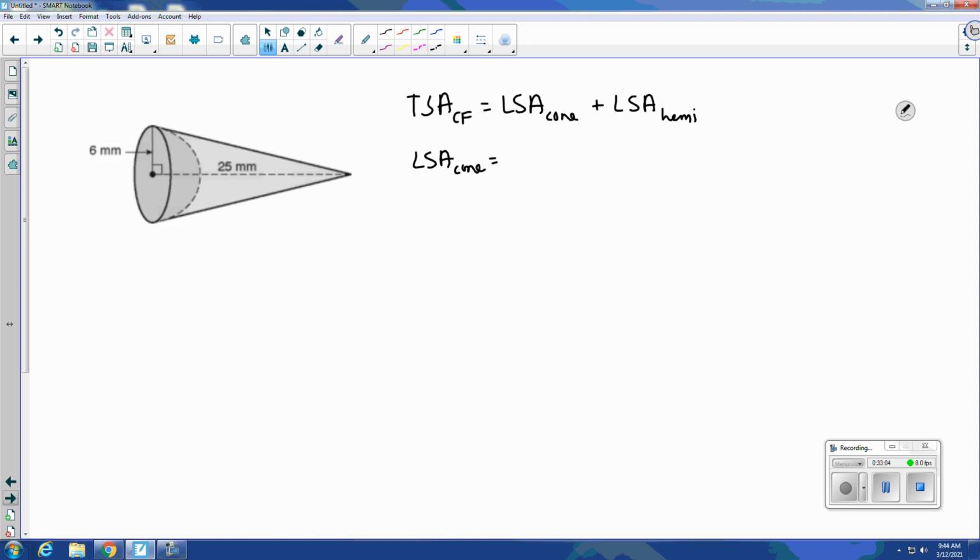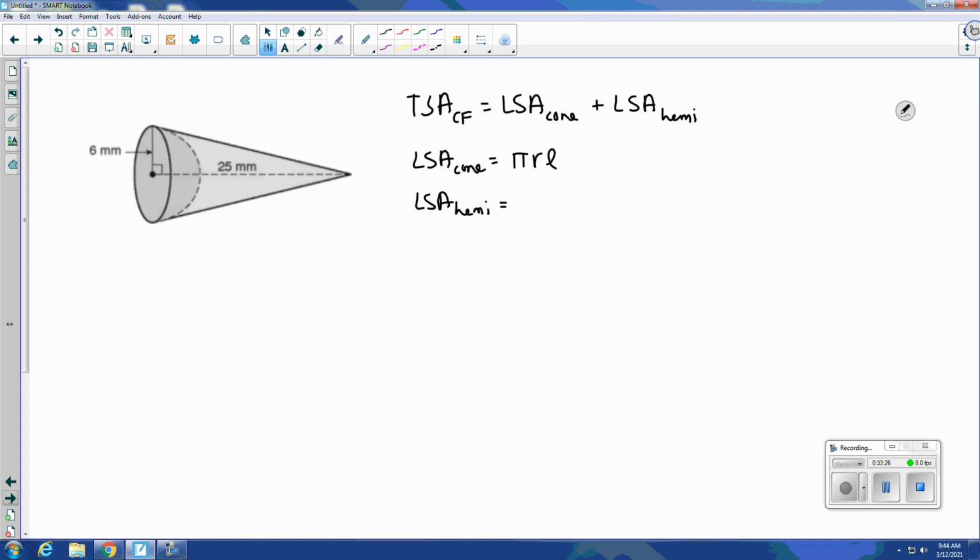From previous examples, we know total surface area is the base circle plus pi r L. Again, L is our slant height. So we want to remove that pi r squared, because that represents the base, to just be left with pi r L. And we're going to have to find L in a second. We'll do that after.